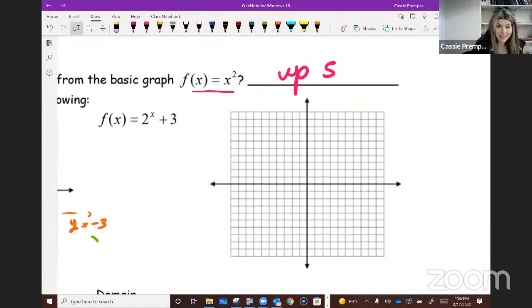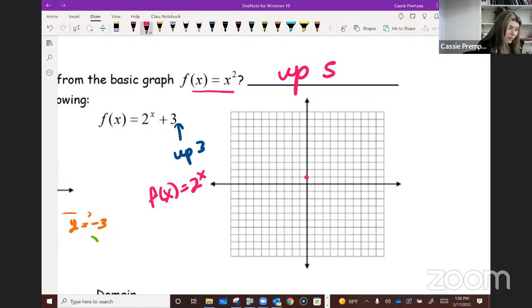Based off of what you just did, how will this one move? Oh, my goodness. This will go up 3. So take your parent graph. I've been doing all the moving ones in blue. So my parent graph is f of x is equal to 2 to the x. Do you know it by now? It's going to have points like 0, 1, 1, 2, negative 1/2. But now I need to take it and move it up 3. Take the point 0, 1, and it goes up 1, 2, 3 to 0, 4.